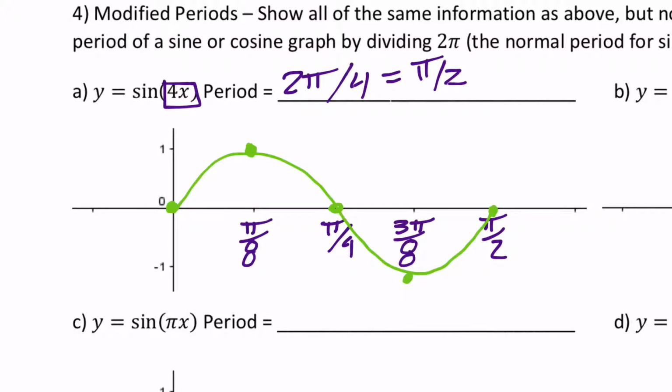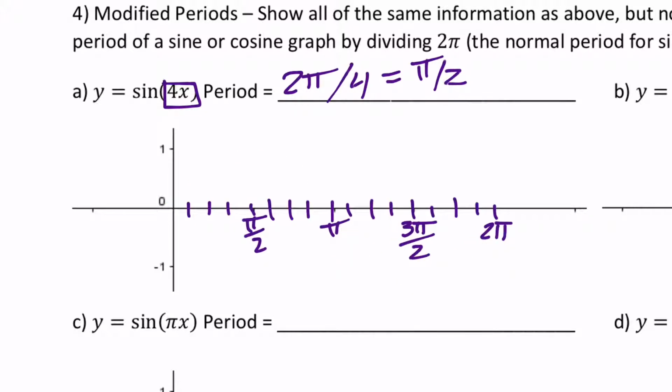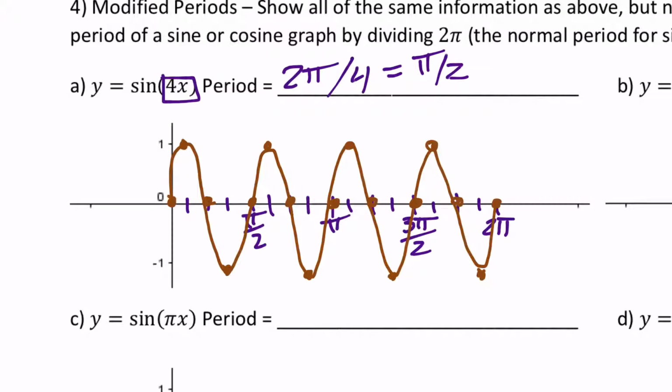Now I want to show you something. I want you to think about something here. Imagine I showed a full 0 to 2 pi of this graph. Essentially what we've just said is it's going to complete a full cycle between 0 and pi over 2. So every pi over 2, it's going to do a full cycle. So if you look at this graph on the normal 0 to 2 pi, it's going to have 4 full cycles between 0 and 2 pi. So this is 100% the same graph I sketched a moment ago, but just between 0 and 2 pi instead of 0 and pi over 2.